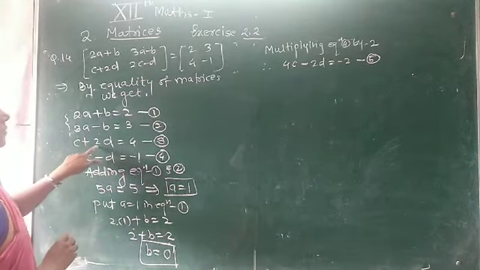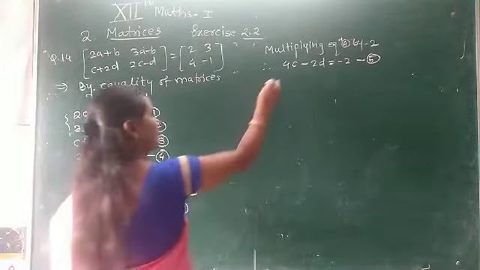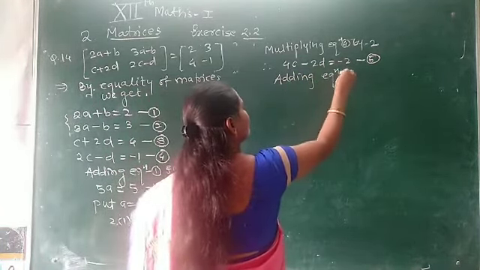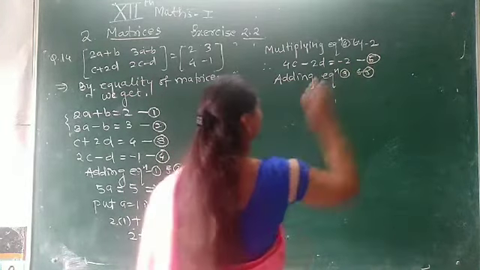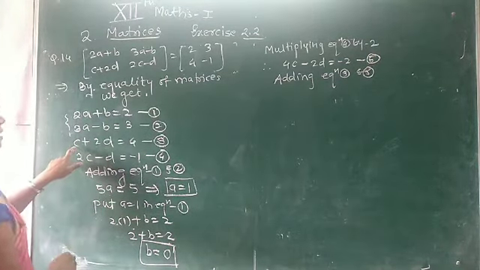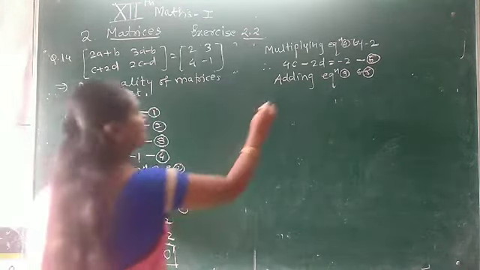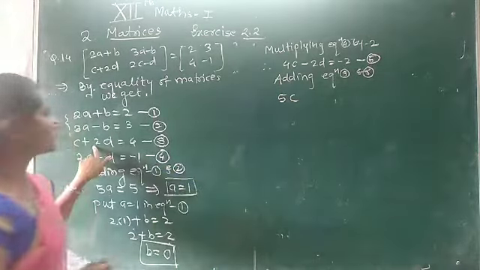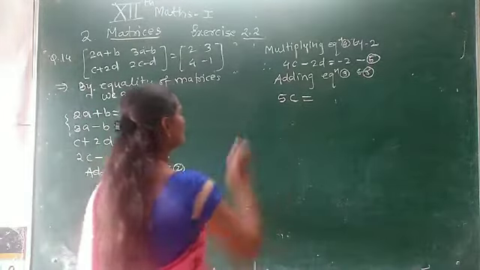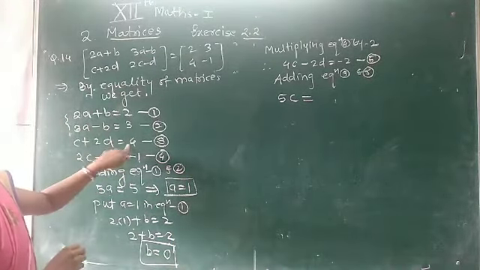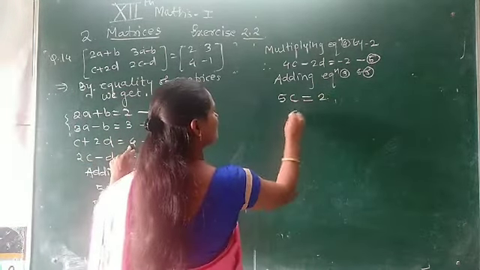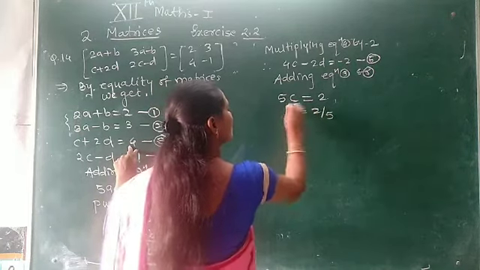Now adding equation 3 and equation 5. After we add equation 3 and equation 5, 4c plus c is equal to 5c. And here plus 2d and here minus 2d, so minus 2d plus 2d will cancel. This is equal to 4 on this side plus minus 2, so this is equal to 2. Therefore c is equal to 2 upon 5.